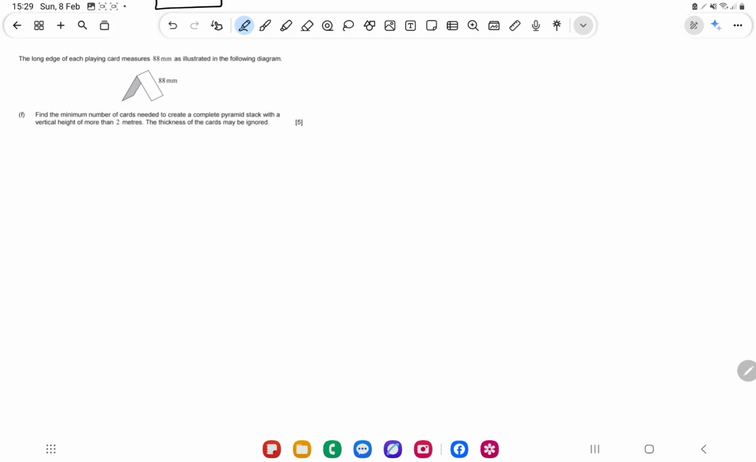Now the last part of the question: the long edge of each playing card is 88 mm, and we have to find the minimum number of cards needed to create a complete pyramid stack with the vertical height more than 2 meters. The thickness we can ignore. So if I draw this in a triangular form, this is 88, this should also be 88, as this is 88. So I have to find the vertical height.